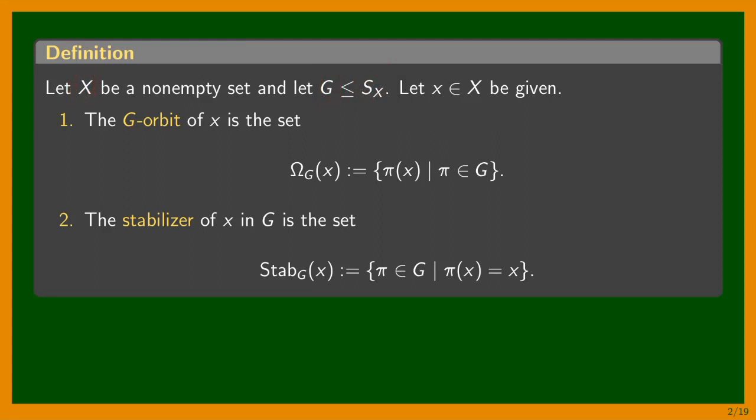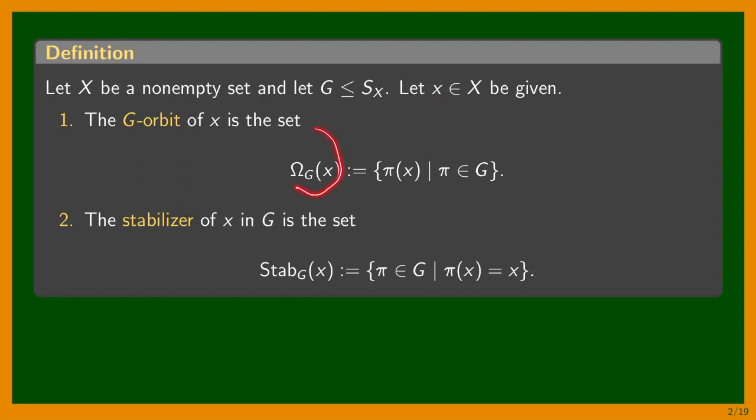Parang imaginein mo, si X ay parang isang lugar, no, na may mga points. Si G ay mga permutations or mga functions that rearrange these things. Pag may isang element ka sa G, in-apply mo sa X, magkakagulo yung mga elements ng X. Or in the language of mathematicians, G acts on the set X. So mag-fix ngayon tayo ng isang element x from capital X. Meron tayong tinatawag na G-orbit of x.